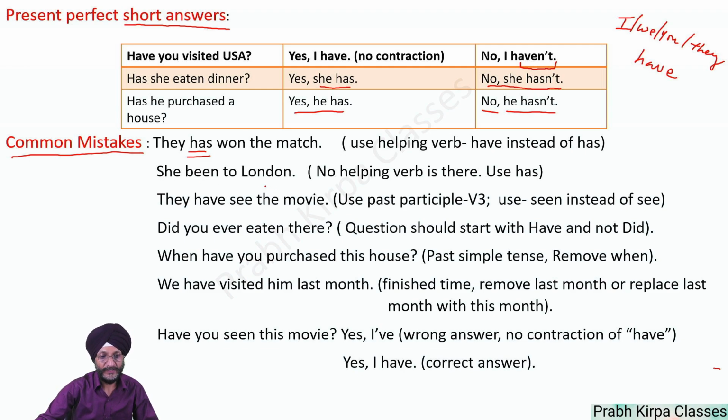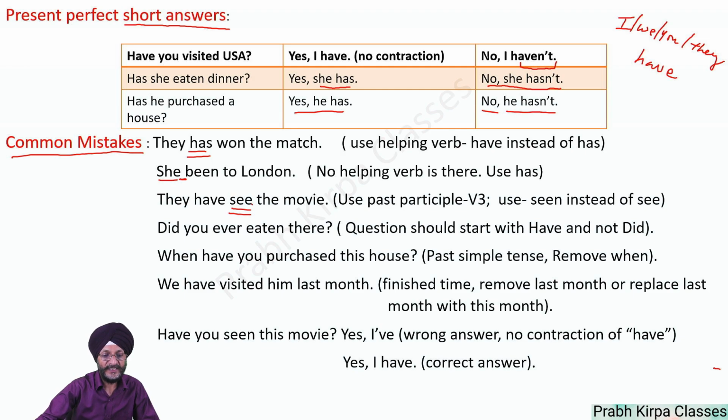She been to London. In this case, no helping verb has or have been used. So as she is a subject and it is third person singular, we will use has. She has been to London. Next, they have see the movie.